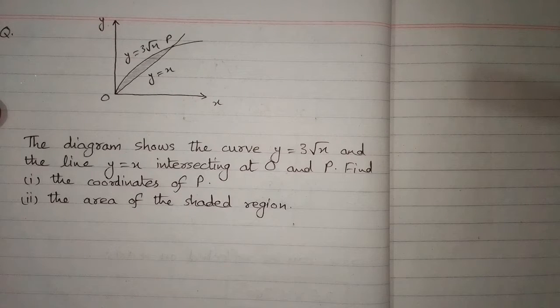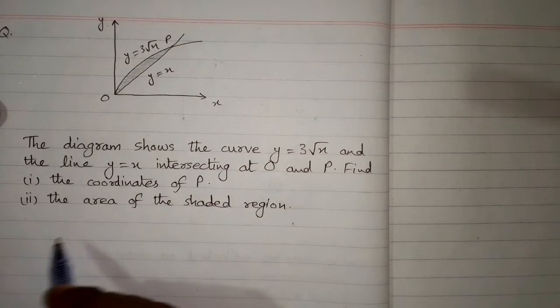The diagram shows the curve y is equal to 3 square root of x and the line y is equal to x intersecting at O and P. Find the coordinates of P, the area of the shaded region.